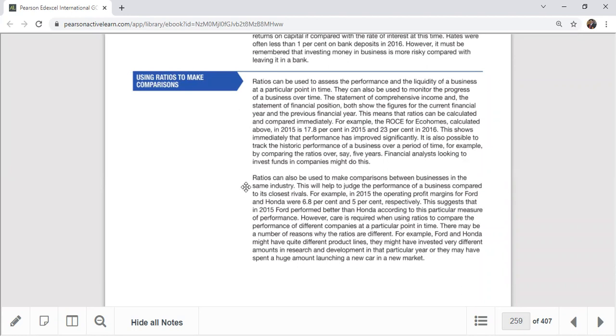When you're making comparisons, you have to think about the different company, the structure of the company, the industry of the company. For example, Ford and Honda. Ford and Honda are in the same industry, automobile, but might have quite different product lines. They might have invested very different amounts in research and development, even though they're in the same industry, right? Honda normally targets low-cost products, and differentiated products sometimes. So they are selling to the mass market, right?